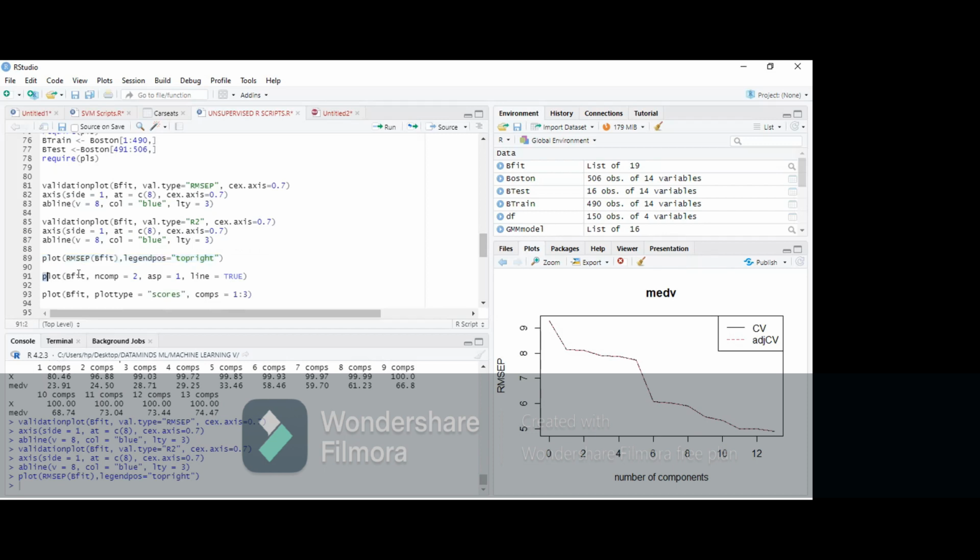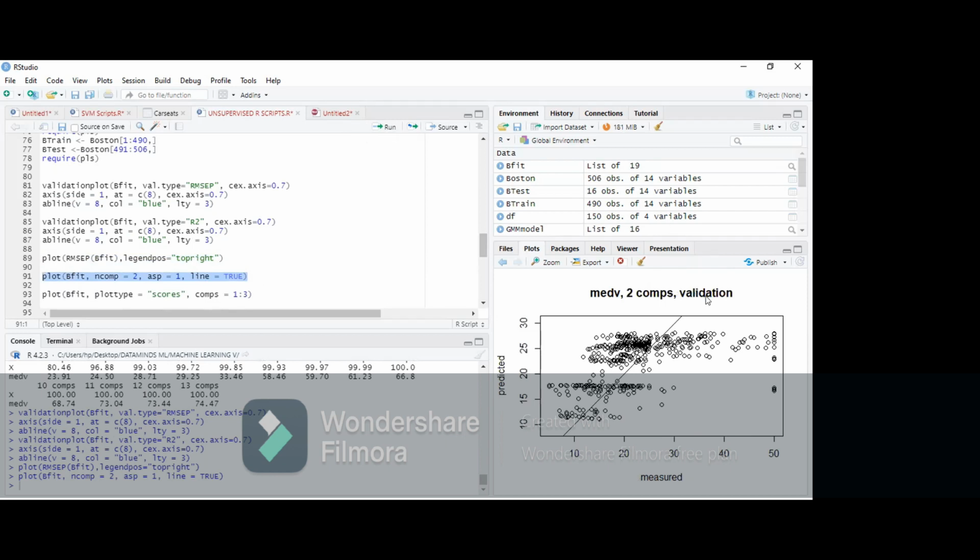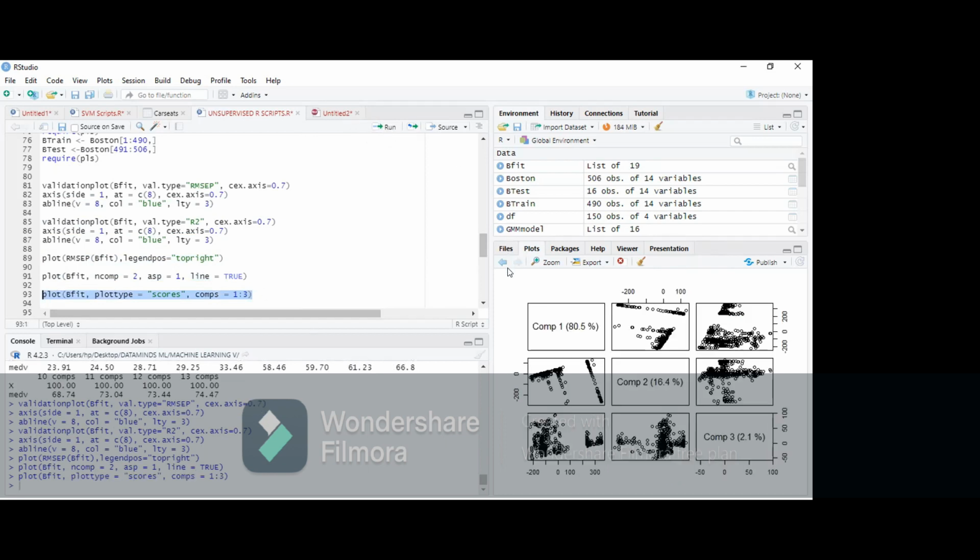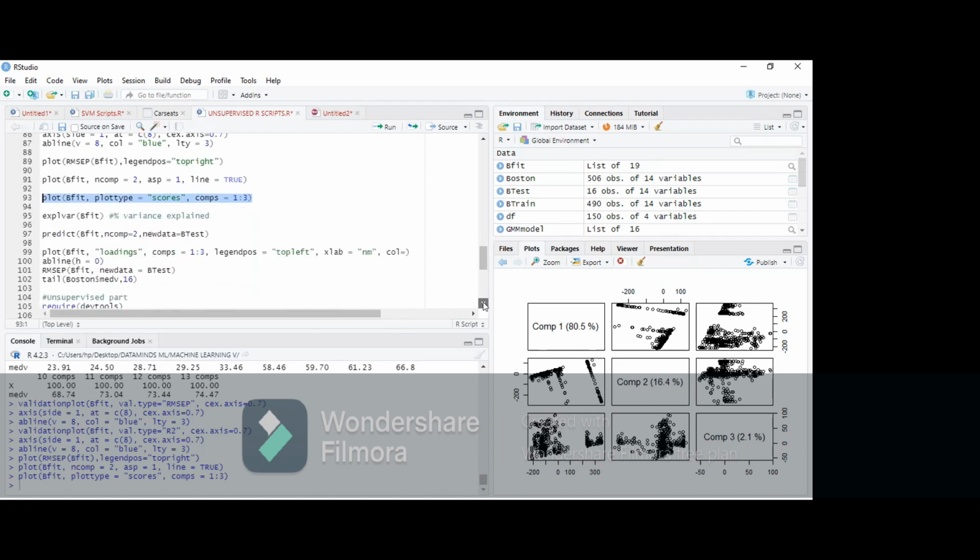So let's look at line 91. Look at the predicted, the two components. You can see validation. So this is what happened in each component. Component 1, 80.5. Component 2, 16 points. So this is sufficient to describe the components.